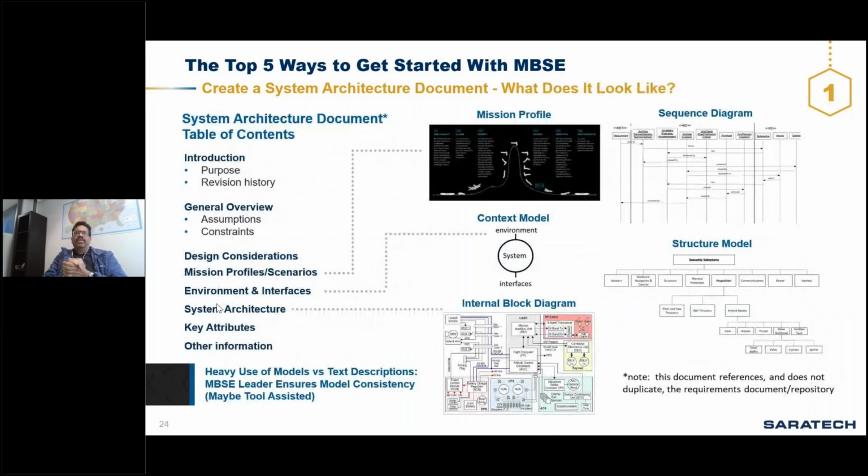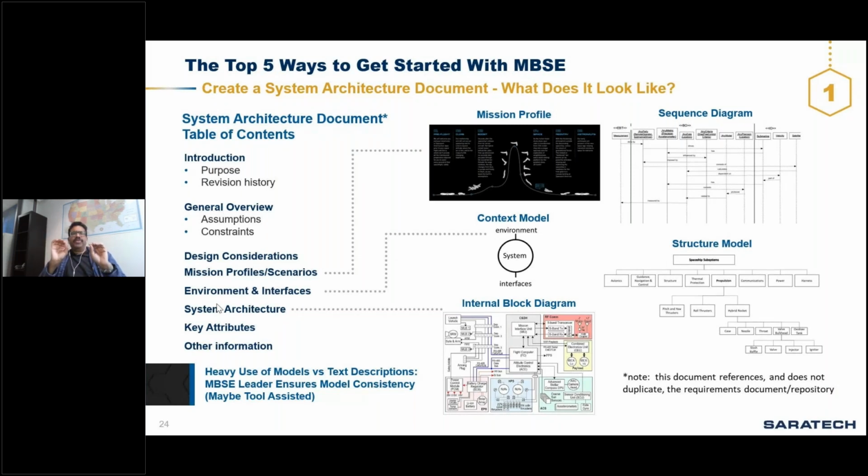Now let's talk about what it looks like. So on the left, I've got sort of a general outline that you can't really go wrong with. It's got an introduction. It says, okay, what is the purpose of the document and what is the revision history of the document. Then you go into the system, right? General overview. What were the assumptions? What were the constraints? Again, it references but does not duplicate the requirements document. It's not meant to be a requirements document.